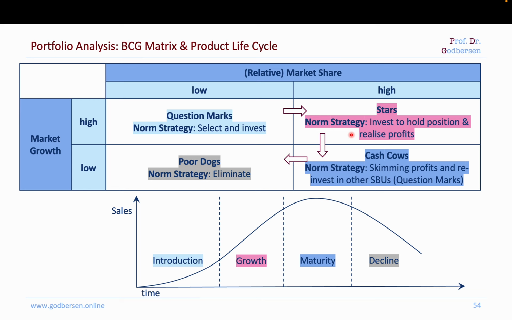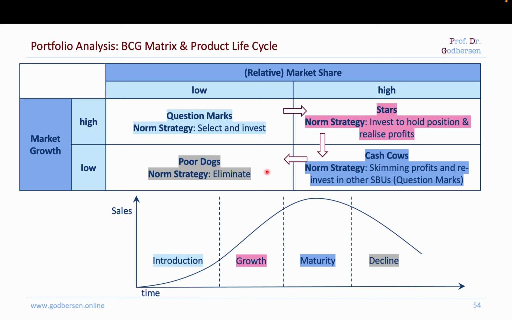Everything in this world comes to an end. So the market growth may slow down. Then our business becomes a cash cow. Here we're still very strong. We have a high relative market share, but the market is not as attractive anymore as it is not growing anymore, or not growing so much anymore. Here we want to get the profits out and reinvest these profits, normally into question marks to build the next stars.